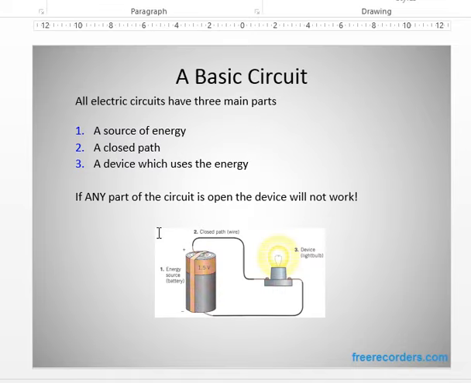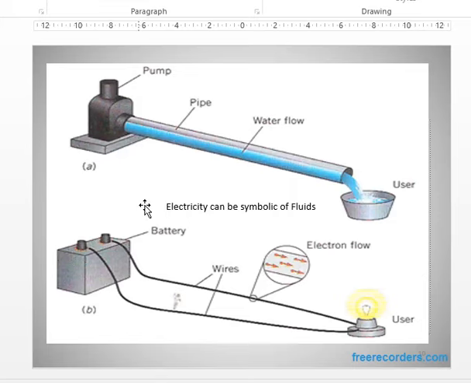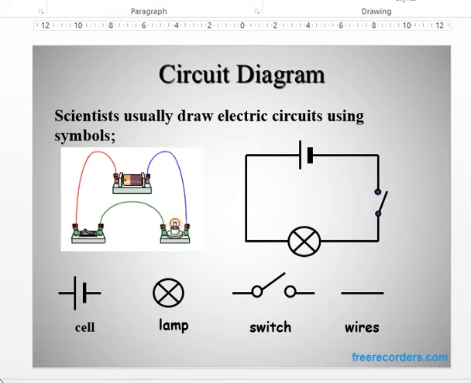If you want to learn electric circuits, we must know three parameters: the source of energy, the closed path, and the device which uses the energy. Electricity can be compared to a water circuit. There is a pump, and the pump is very similar to a battery. This is a pipe which carries water, and these are the wires which carry electricity. Water flows here, electrons flow there. The water is put to use, and the electricity is used to glow the lamp. So this is the similarity between a hydraulic circuit and an electric circuit.